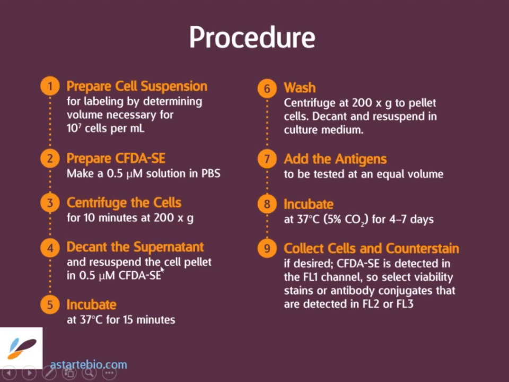You basically prepare a cell suspension, add your fluorescent label, and allow that to link up with surface proteins, wash off any excess, and then culture those cells with whatever antigen or stimulus you want to provide. And we usually allow those cultures to run for anywhere between 4 and 7 days, depending on the stimulus. After that, you can collect the cells, counterstain with other cell markers or viability dyes.